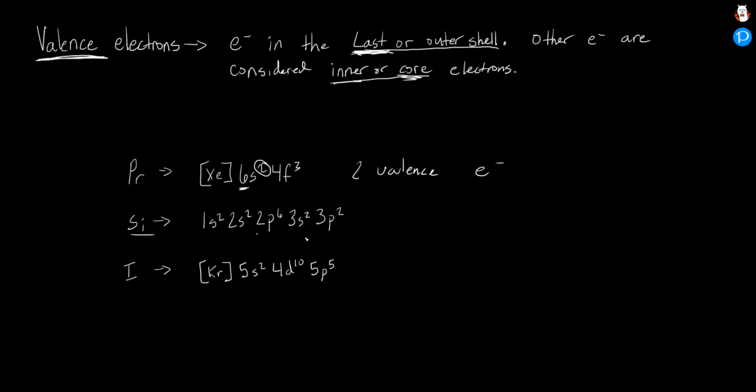If I look at silicon, this is the full electron configuration. What I'm going to do is go to the highest energy level. If I look, 3 is the highest energy level it goes to. I have to account for both of these now, okay? So I would add these two together. I've got 2 electrons in the p sublevel and 2 electrons in the s sublevel. So a total of 4 valence electrons.